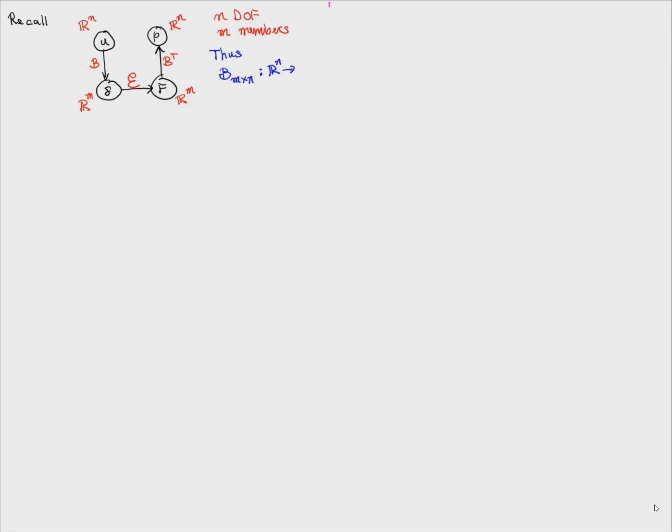In this video, we start looking at the four fundamental spaces of the B matrix. So recall the Tonti diagram: U, delta, F, P. Suppose there are n degrees of freedom in the structure and m members, so that U and P are in Rn and delta and F are in Rm. So B is m by n. So B takes Rn to Rm and B transpose takes Rm to Rn.